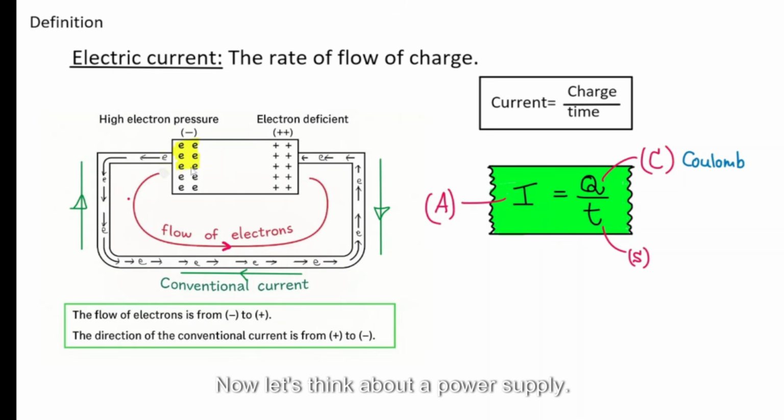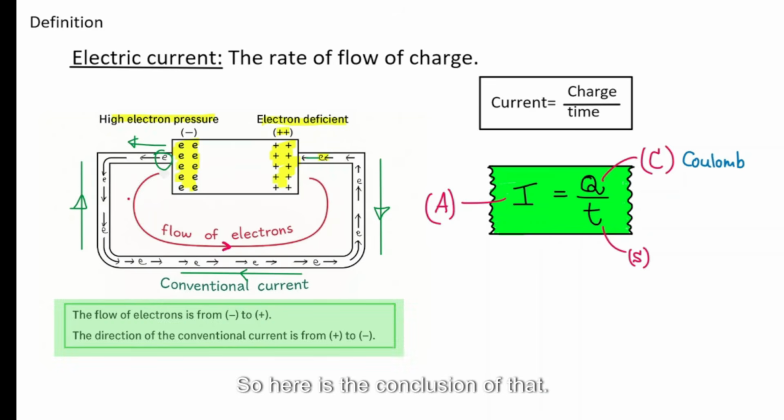Now, let's think about a power supply. The negative terminal has a high electron pressure. There are a lot of electrons. The positive terminal is electron deficient. There are not enough electrons. Because electrons are negatively charged, the electrons here are attracted towards the positive terminal, and electrons are repelled away from the negative. So obviously the flow of electrons, as you can see by this red arrow, is from negative to positive. So here is the conclusion of that.